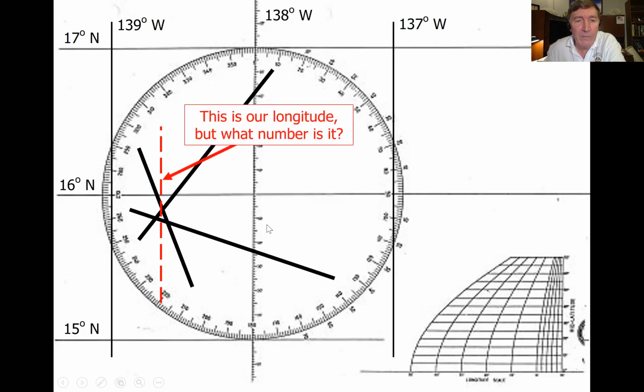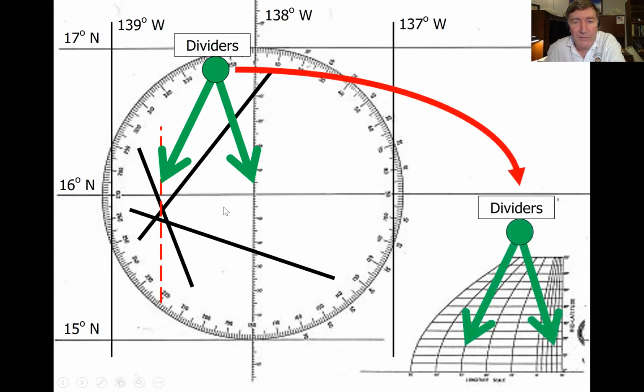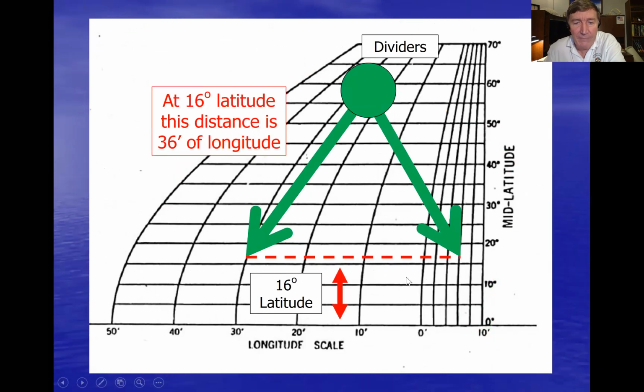What we're going to do is get our dividers out, and set them so that one edge of the divider is on the 138-degree line. The other divider is on the line that corresponds to our longitude. And so once we've set our divider for that, then we move the divider over here down to the lower right again. And let me do a zoom. So here's a zoomed in view of it.